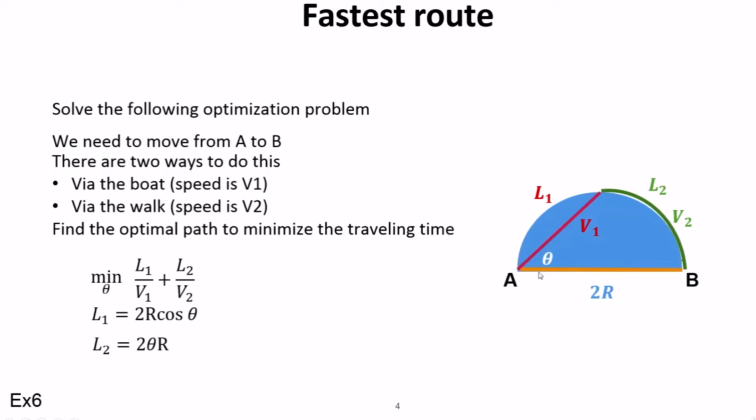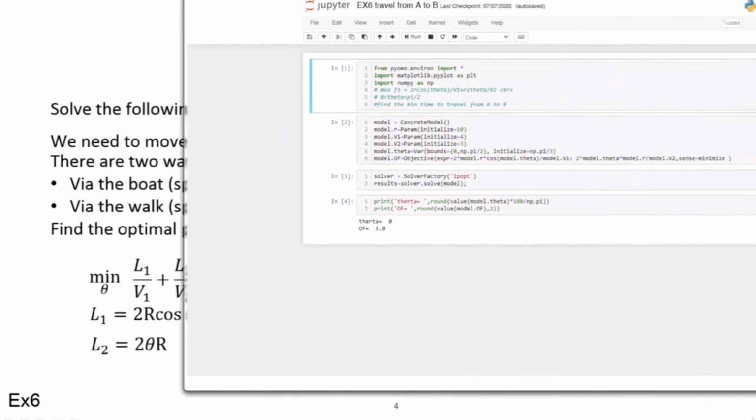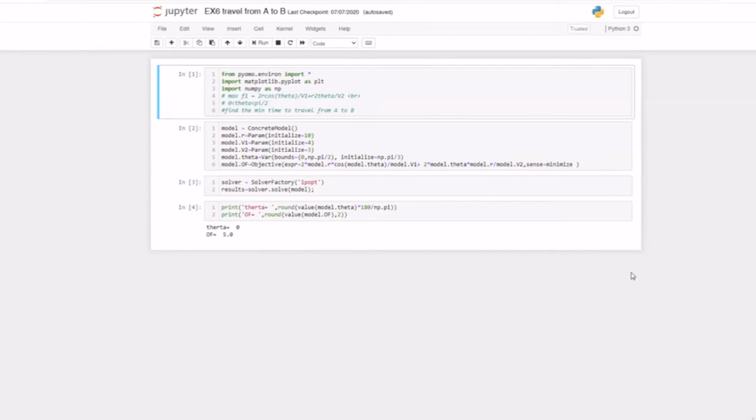Based on this graph, you can easily see that L1 has such a relation between the radius of the circle, which is a known quantity for us, and the cosine of theta, which is the decision variable. And L2 is equal to 2r theta. And we already know that theta is expressed in radians.